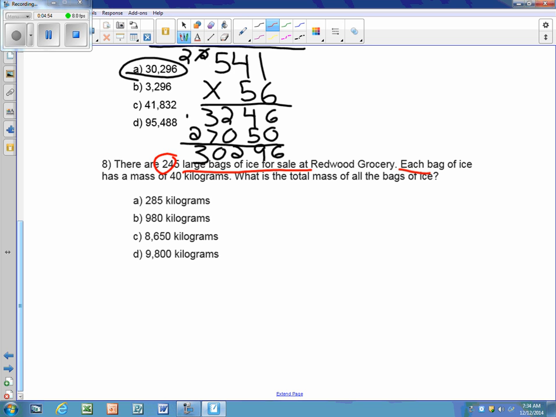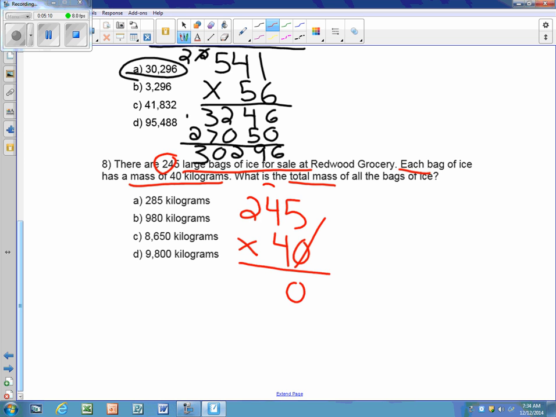Each bag has a mass of 40 kilograms. What's the total mass? So once again, I'm going to take my 245 and multiply it by 40. Even though this is a large number, I can use my zero rule and cross that out. I'm actually going to now just multiply what's there. 4 times 5 is 20. Carry the 2. 4 times 4 is 16, plus 2 is 18. Carry the 1. 4 times 2 is 8, plus 1 is 9.